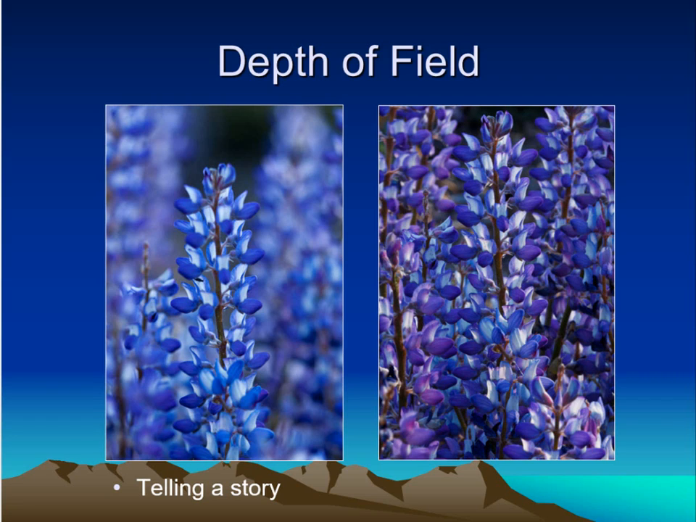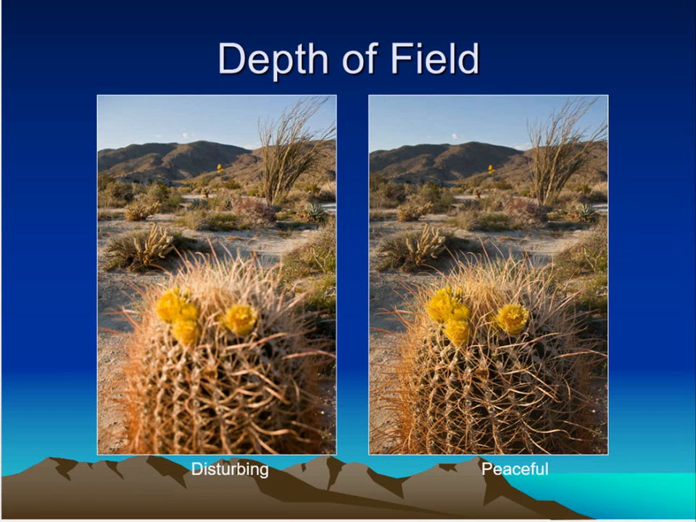But the image on the left is pretty much a wide open aperture at about f4. My lens is a 2.8, but it's about f4. While on the right, I'm down to about f16. You can see completely different effects here. The image on the left, of course, really isolates the flower, makes it stand out, while the picture on the right is more just a jumble of lupin flowers. So that's one example just to give you an idea of how depth of field can be used. Now here's another example of cactus in the desert.